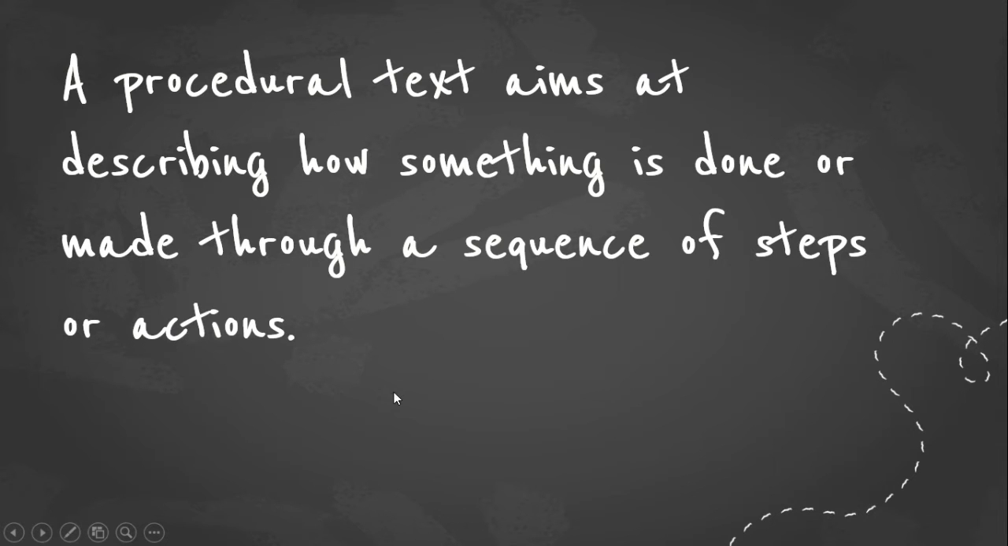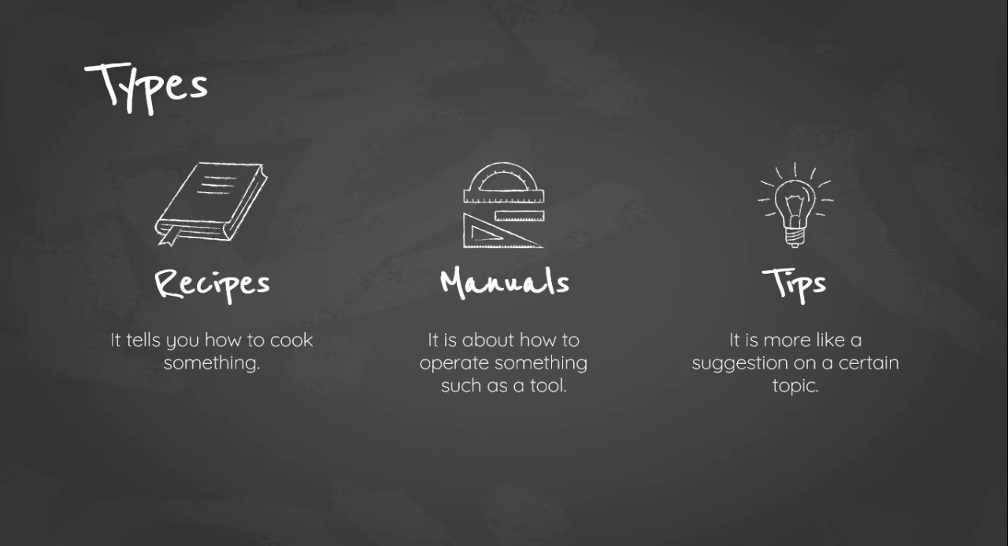There are many kinds of procedural texts, but the most common ones that we usually find are these 3. Recipes, how to cook something. Manuals, how to operate something such as a tool. And tips, which are more like suggestions on a certain topic, such as how to get a job or how to excel in classes.